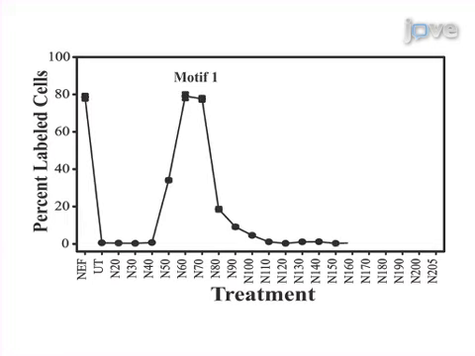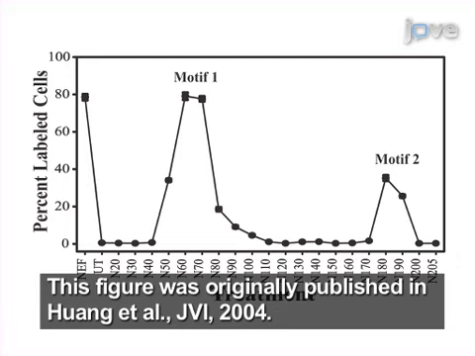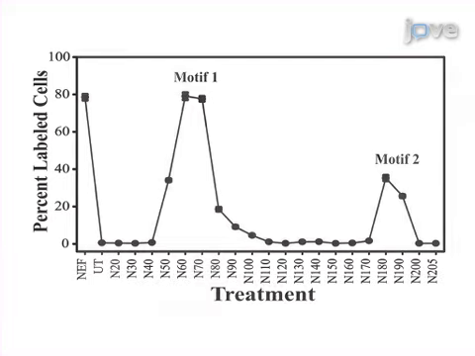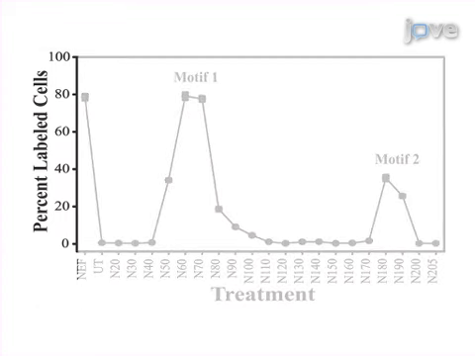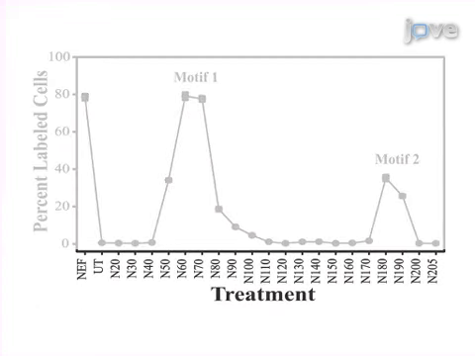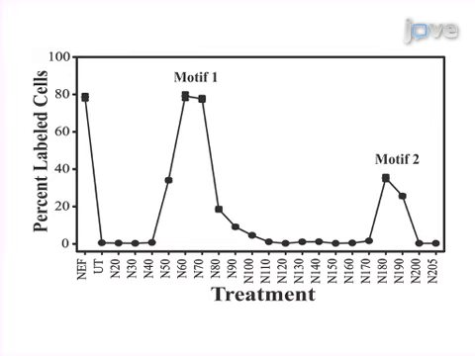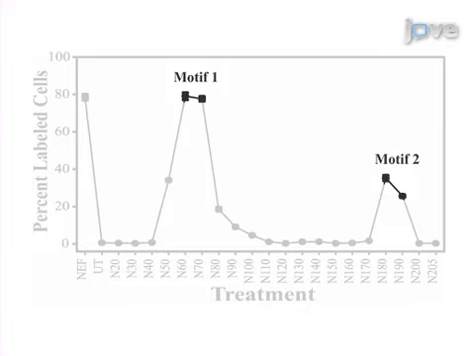To map apoptotic motifs of HIV-1 Nef proteins, peptide scanning analysis was performed as described in this video. The y-axis shows percentage of cells that are TUNEL labeled, and the x-axis denotes the treatment condition. As shown here, two separate regions of HIV-1 Nef were identified that induce apoptosis. These are indicated by increased TUNEL labeling of cells exposed to Nef peptides. The peaks of apoptosis are denoted by Motif 1 and Motif 2.